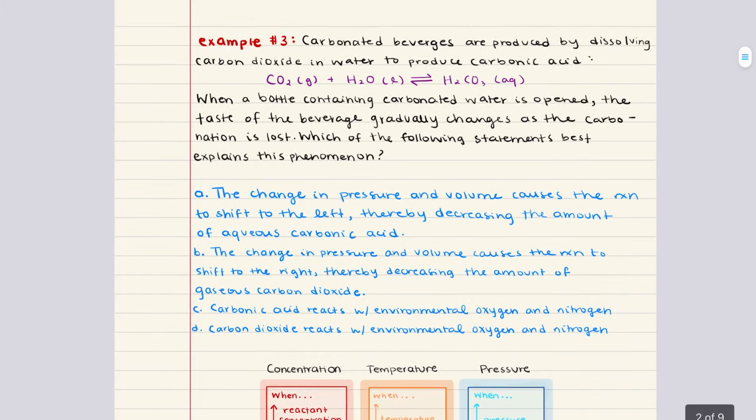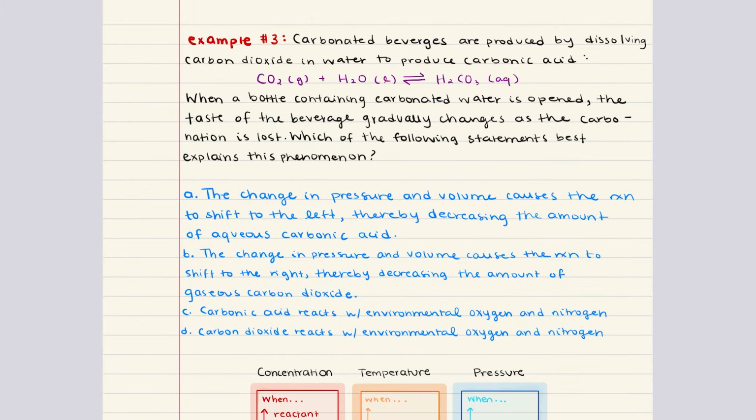Let's do problem 3 now. Problem 3 reads, carbonated beverages are produced by dissolving carbon dioxide in water to produce carbonic acid, and we're given the following reaction for that. Now, when a bottle containing carbonated water is opened, the taste of the beverage gradually changes as the carbonation is lost. Which of the following statements best explains this phenomenon?